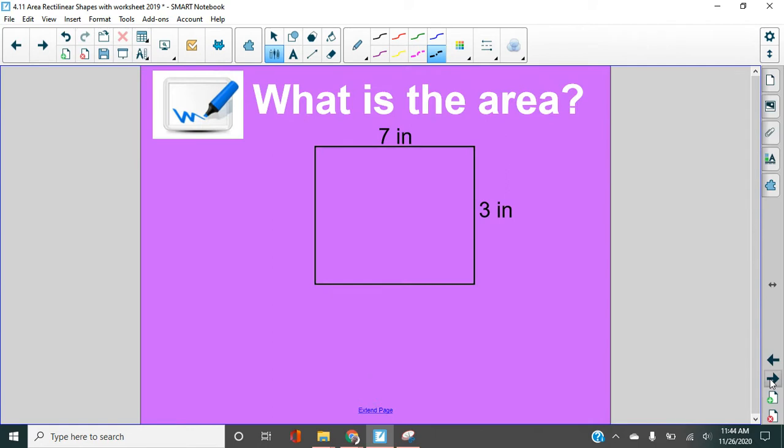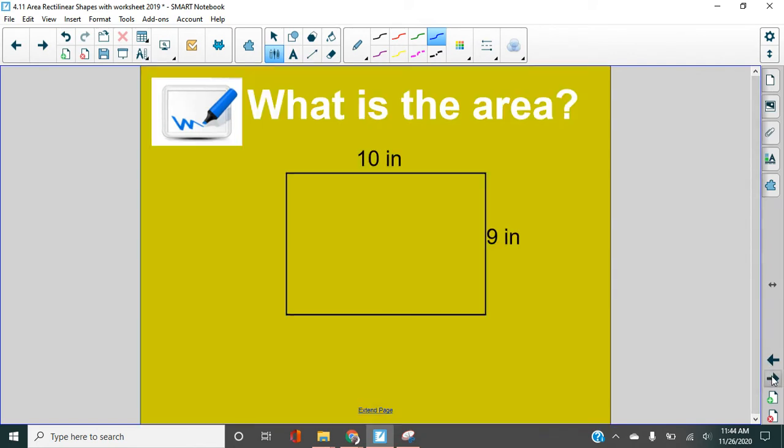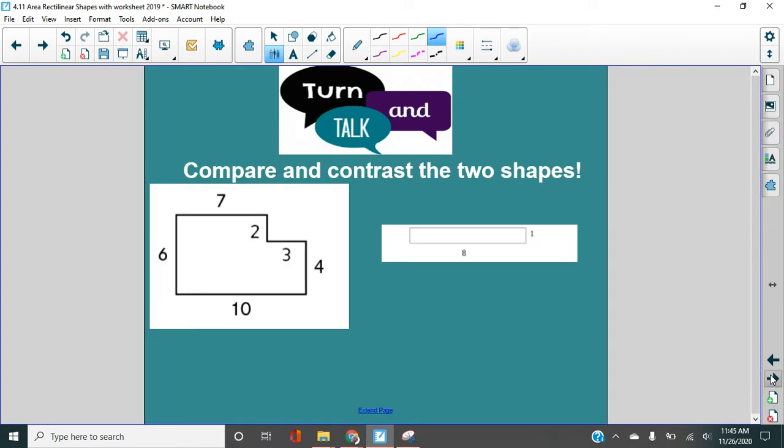What is the area of this shape? It is 21 inches squared. Remember, if you just put 21, you are mostly right. But in order to be all the way right, you have to put the label also. Last one, what's the area of that? 90 inches squared. So when we want to find the area, we multiply the length and the width of a rectangle.